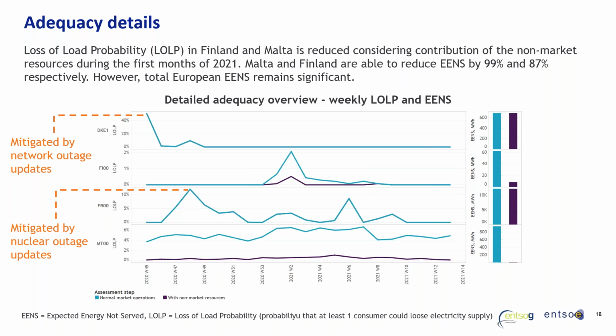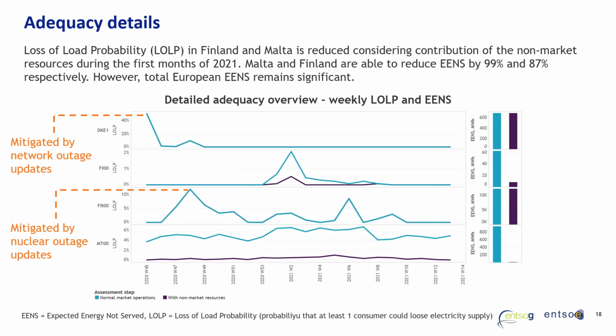So whenever a cold spell hits those countries, the system reacts quite sensitively. In this case, you can see that there is a small risk of some cold spells, and those could lead to some supply scarcity. Also, you can see that the non-market resources which are available in Finland can address those risks quite considerably.